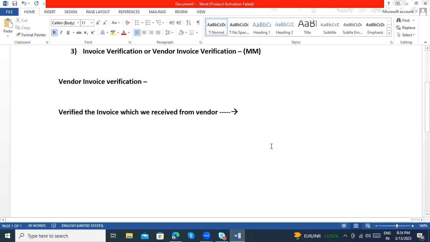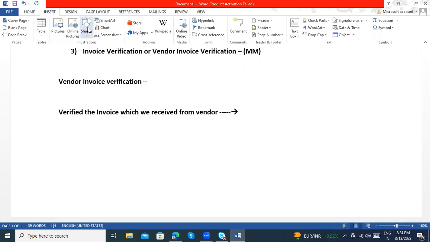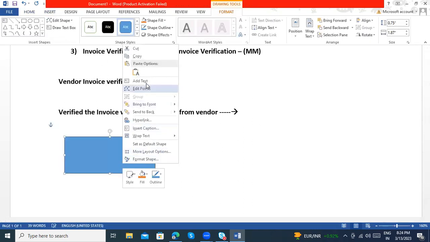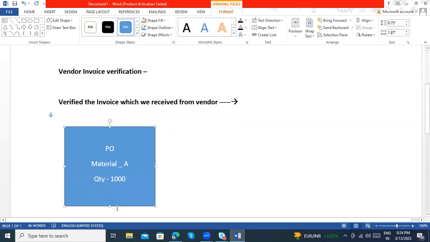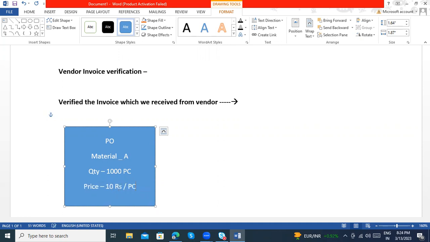Let's assume that in the purchase order, if I create a PO, the material number is A, and the quantity I ordered is 1000 pieces, and the price is as per the negotiation with the vendor. Let's say 10 rupees per piece.